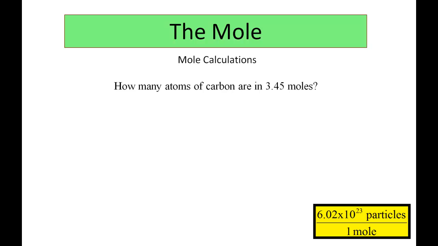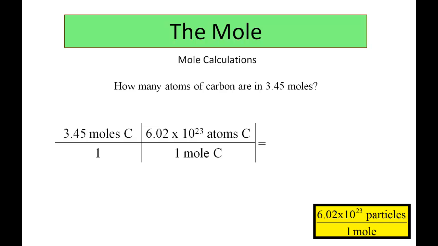So I'm going to start it off with 3.45 moles of carbon, and I put it over 1 because it only has 1 unit. And now I use dimensional analysis to cancel out those moles and get us into our particles. So I write my conversion factor: 6.02 times 10 to the 23rd atoms of carbon are in 1 mole of carbon. Notice I used atoms and not particles because I'm specifically talking about these atoms of carbon. The moles will cancel out, and we are going to multiply the top and divide by the bottom, and we will get 2.08 times 10 to the 24th atoms of carbon. So 3.45 moles of carbon will contain that many atoms of carbon.